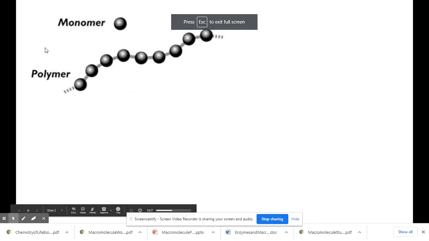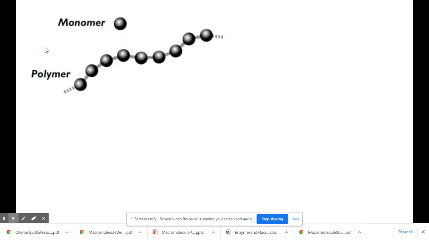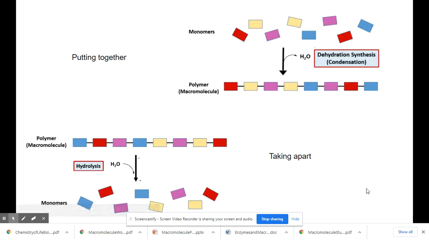Okay, we're going to start this out with a review of our macromolecules. Remember, there are four main groups. They all contain carbon, so we say they're organic. And remember that macromolecules, another word for those are polymers, poly meaning many, mono meaning one. And so all of our different groups are made up of single subunits or single building blocks that are attached together to make a long chain.